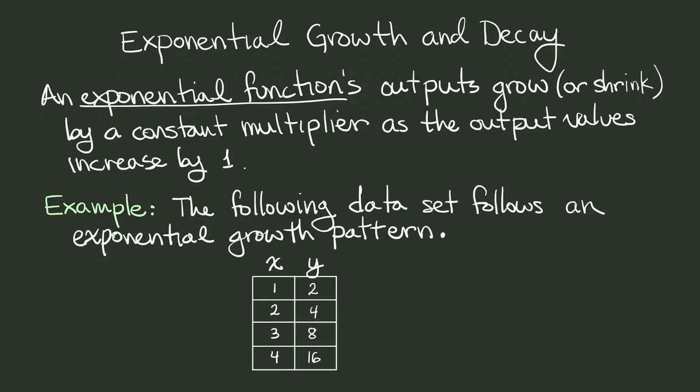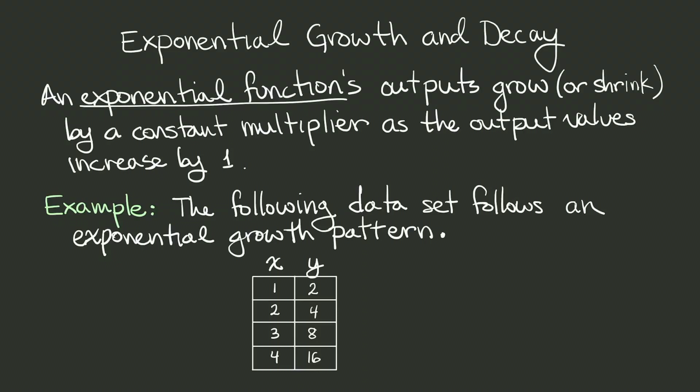In this video, we'll learn about exponential growth and decay. An exponential function's outputs grow or shrink by a constant multiplier as the input values increase by 1. So what does that mean? Let's look at an example of exponential growth.